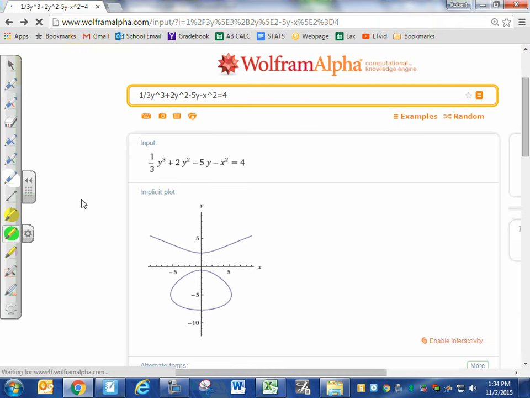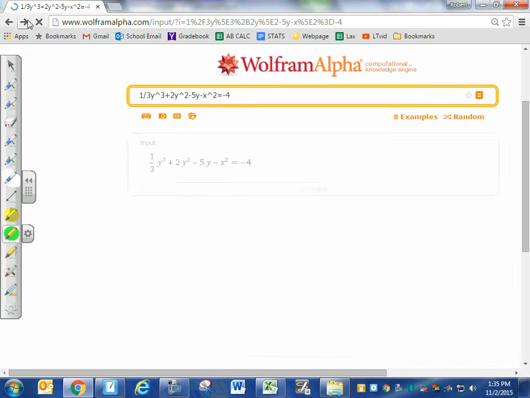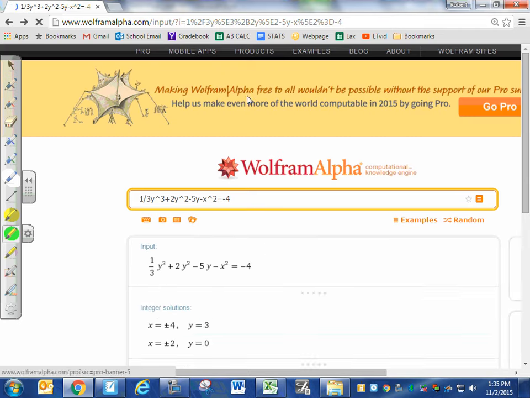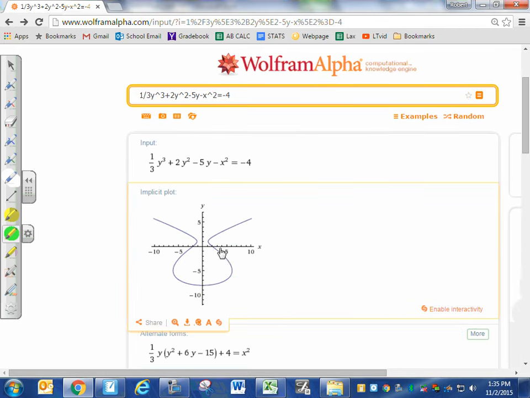And this is 1/3 y cubed plus 2y squared minus 5y minus x squared equals 4. And it ends up with a graph like that. And this has tangent slopes. And this has concavity, and we can examine that. If I change the 4 from a 4 to a -4, all of a sudden this graph looks like the thing that ends up in the back of your throat, which is pretty cool.